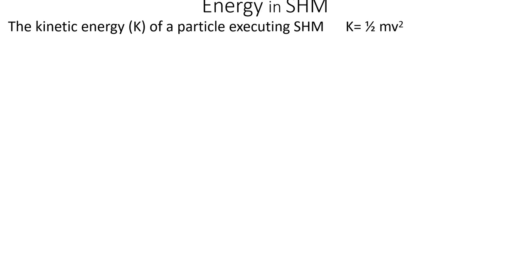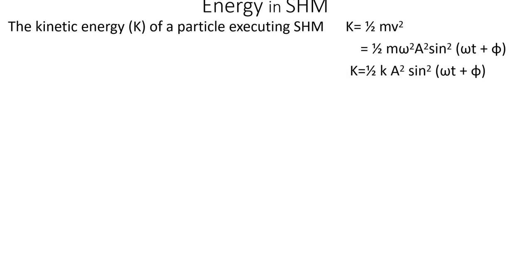Now we will discuss about energy in simple harmonic motion. So kinetic energy of the particle which executes simple harmonic motion, that already we know the formula. Kinetic energy is given by half m v square, and velocity we know that A omega sine (omega t plus phi), that already we discussed. So kinetic energy is given by half m omega square A square sine square (omega t plus phi). Omega square is k by m, so m omega square can be written as k, that is known as spring factor or force constant. So kinetic energy is given by half k A square sine square (omega t plus phi).